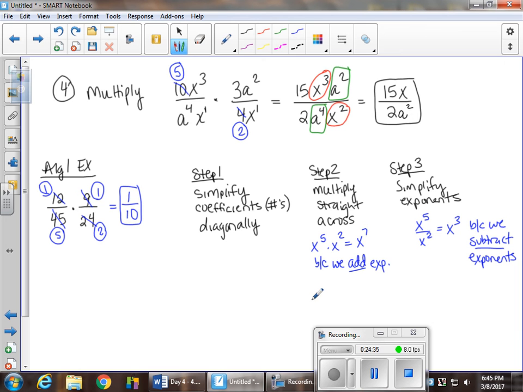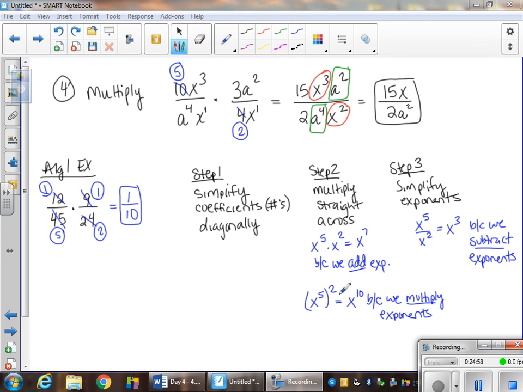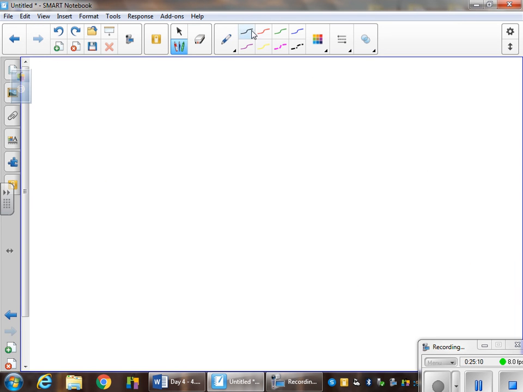This is not to be confused with something like x to the 5th squared. Power to a power would be x to the 10th because we multiply our exponents. Okay, so power to a power we multiply, power times a power we add, and when we have a division situation, which you will come across a lot in this assignment, we subtract. Okay, moving right along to number 5.